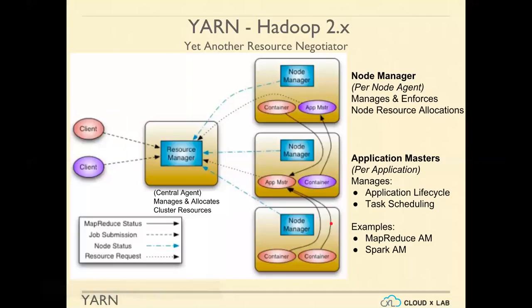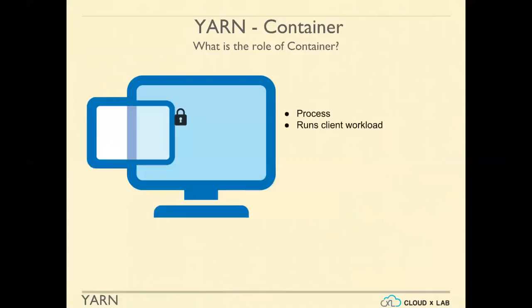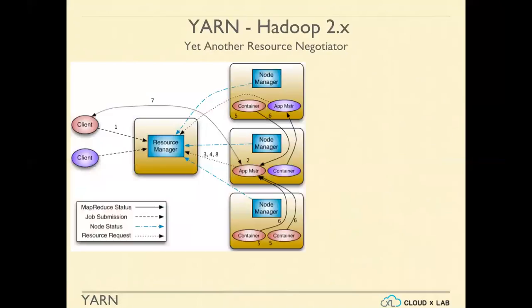Now before we jump ahead, you can see there are containers. In one container you have the app master running, in another container you have some work going on. So the role of a container is a process, just like a JVM process, a Java process. It runs the user's work and it enforces security on the client's processes, like memory consumption, resource access, and so on.